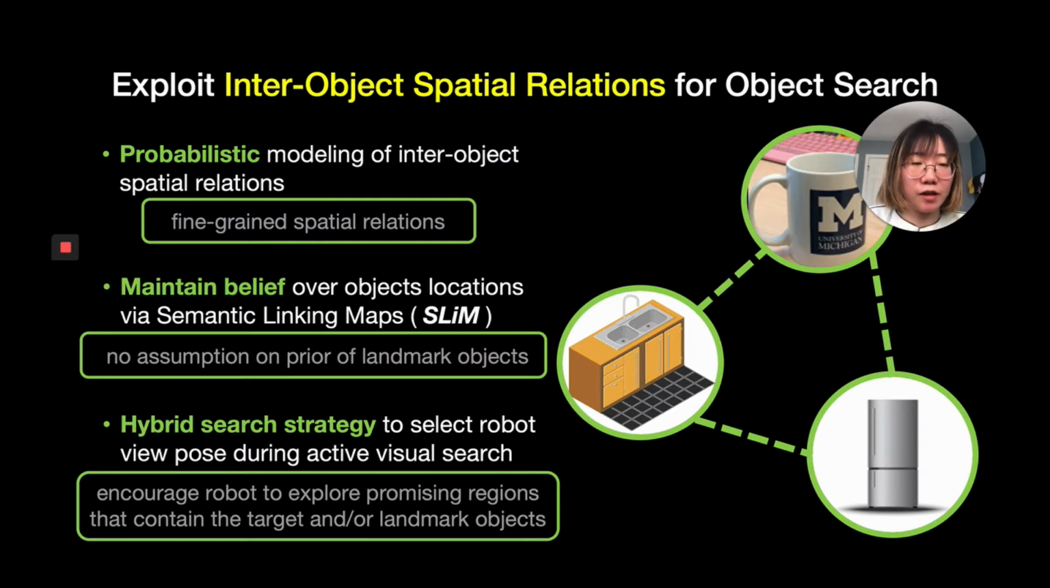Taking looking for a cup, for example. If the robot can also explore regions that could contain a sink or a refrigerator, once it detected a sink or a refrigerator, it can help quickly narrow down the search region for looking for the cup.